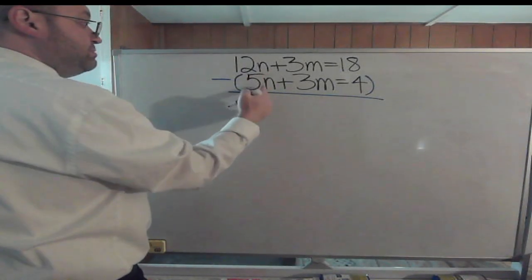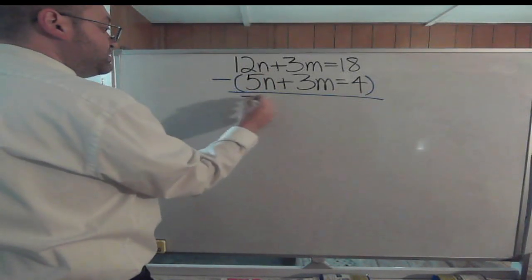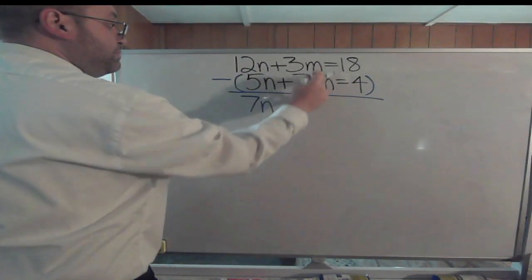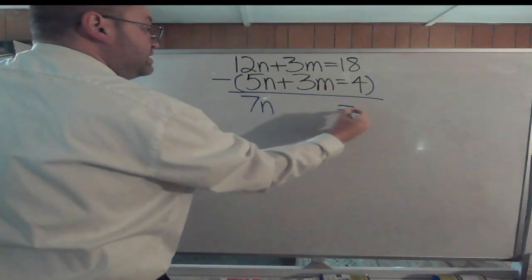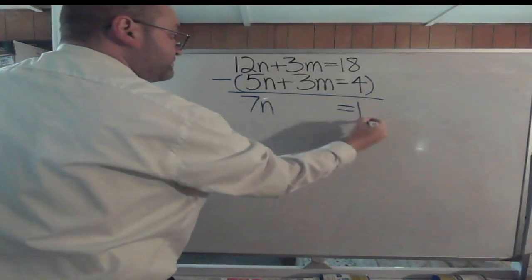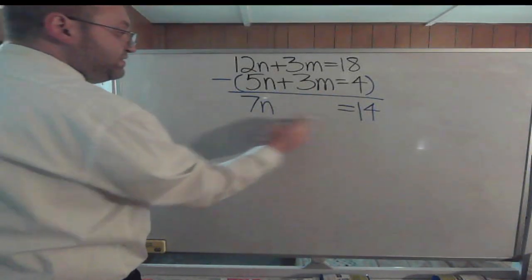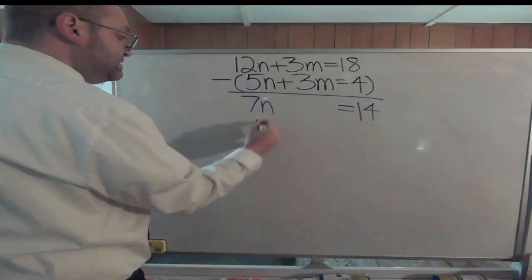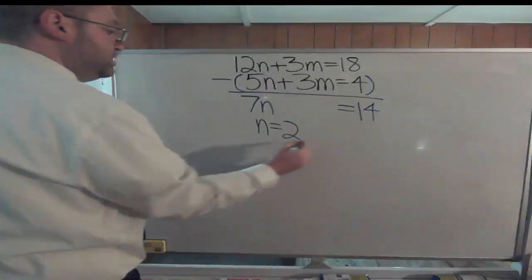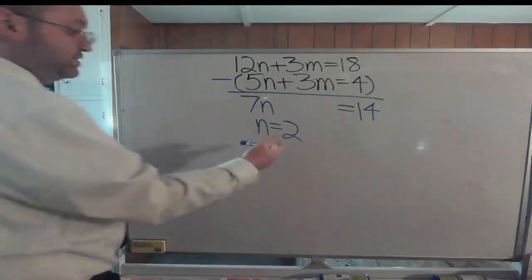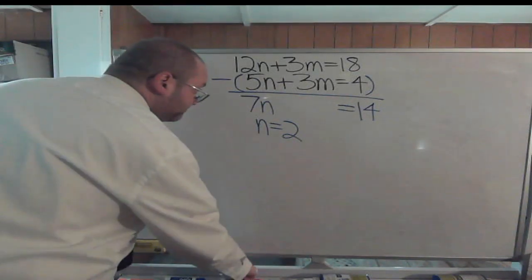So 12n minus 5n, that's going to be 7n. 3m minus 3m is 0. Then 18 minus 4, well, that's 14. So now you've eliminated the m variable. You get 7n equals 14, which means n equals 2. So the n coordinate for the solution is going to be 2.